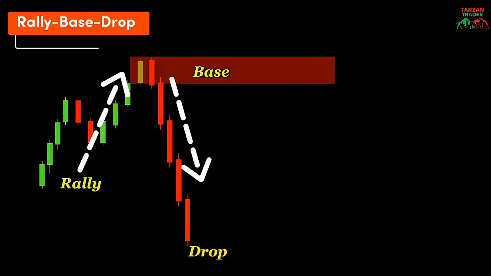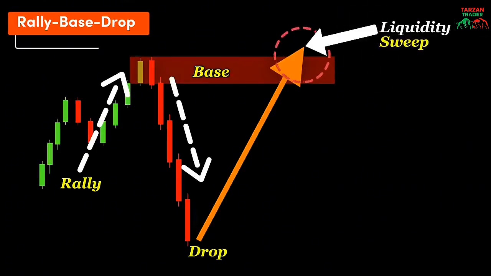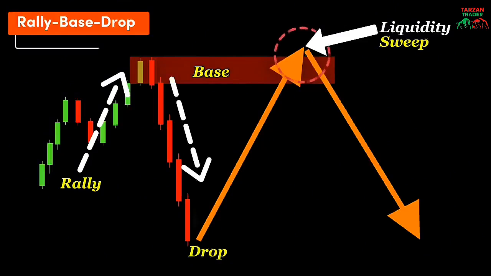This base forms the supply zone, where smart money leaves its footprints, creating a high probability area for future price action. When the price revisits this zone, institutions already have their limit orders waiting, and the market often sweeps liquidity from retail traders who have placed their stop losses just above the zone. This triggers a strong drop, exactly the move we want to catch as scalpers.